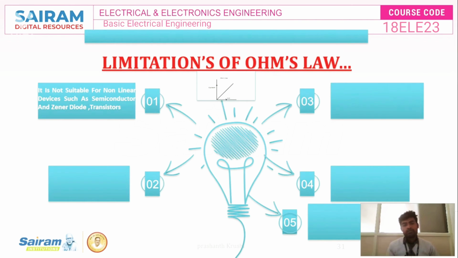But in Ohm's law, it is a straight line. I mean, we want a linear graph. So for semiconductors, diodes, and transistors, Ohm's law is not applicable. The statement itself says temperature remains constant.